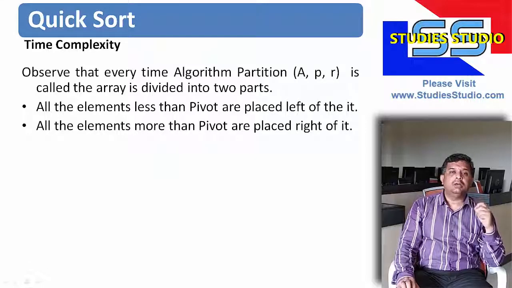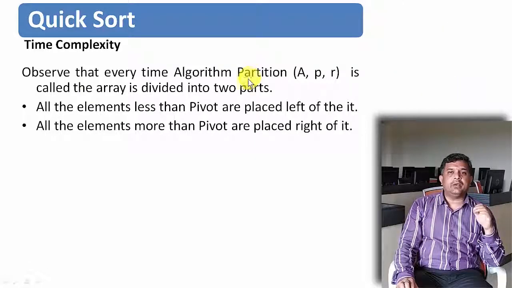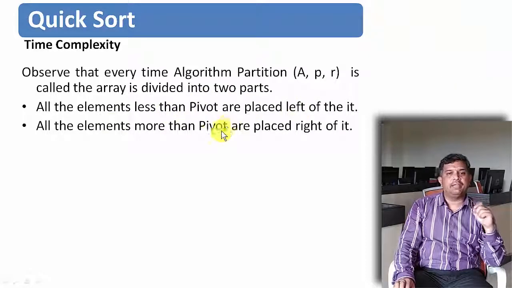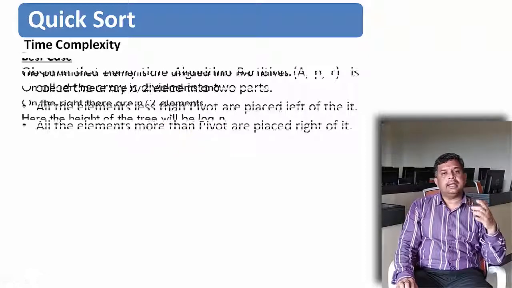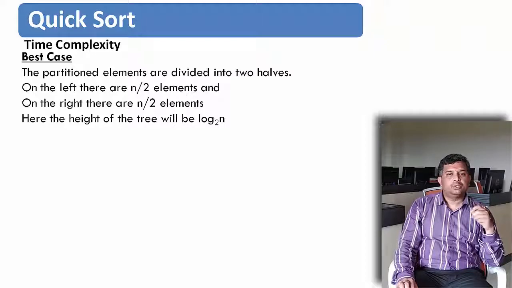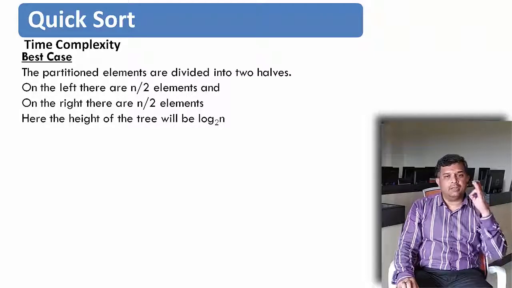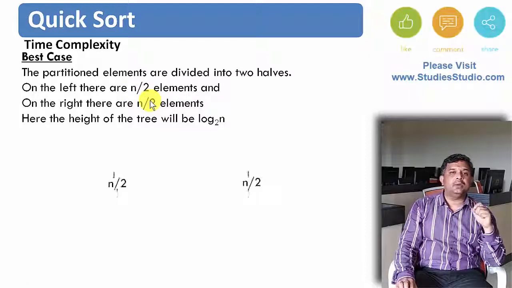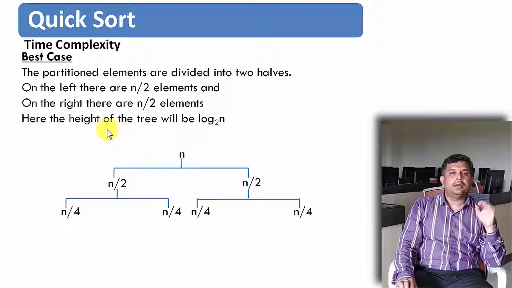Now let us see the time complexity. We can observe that the algorithm A, P and R is called, the array is divided into two parts. All the elements which are less than the pivot element are to the left of it, and all the elements which are more than the pivot element are to the right side of it. So in the best case, whenever we are dividing the left side and right side, it will be having exactly n by 2 elements. So the height of the tree will be log base 2 of n.